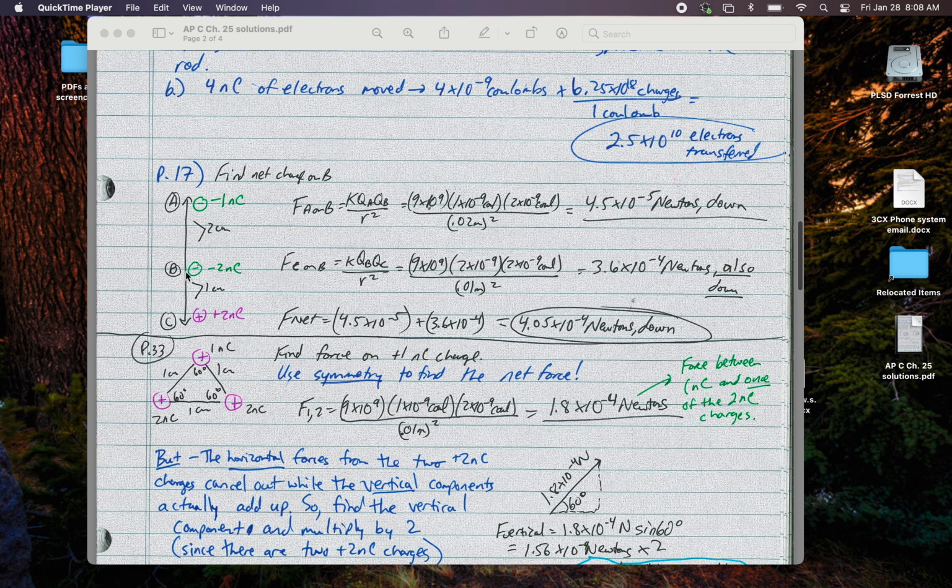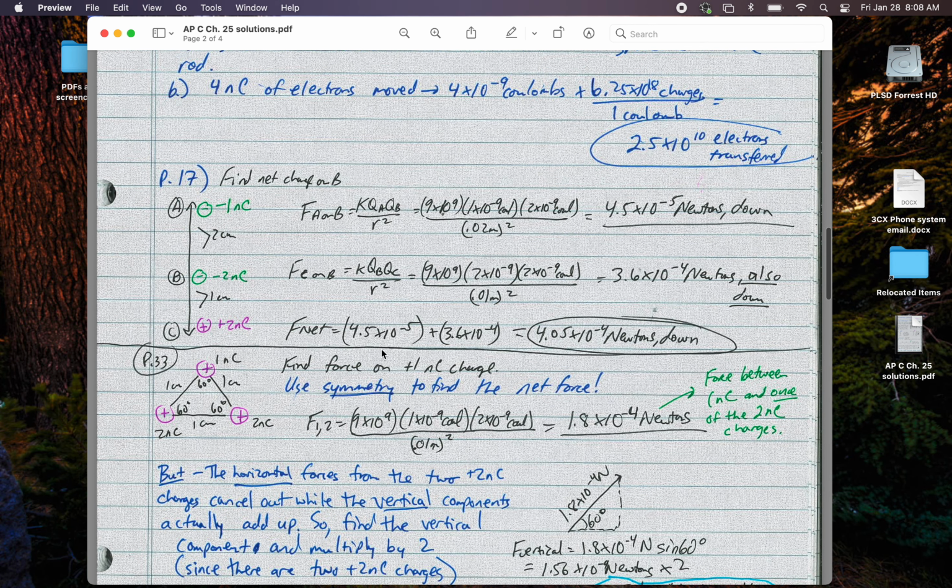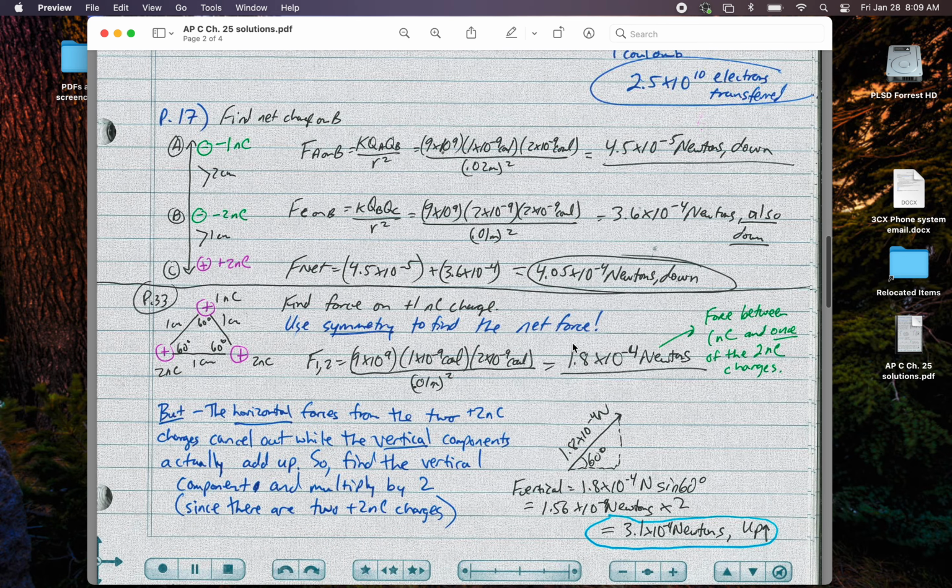So I was asking you to find the net charge on B. So if you take a look at that, make it a little larger. A, B, and C are here in a line, 2 centimeters there, 1 centimeter there. So I can do Coulomb's law twice between A, B, and B, C. I do need to note the direction of the force, so I know whether vectorially I would add or subtract them. In this case, I add them. So the net force on B is down 4.05 times 10 to the negative 4th newtons.